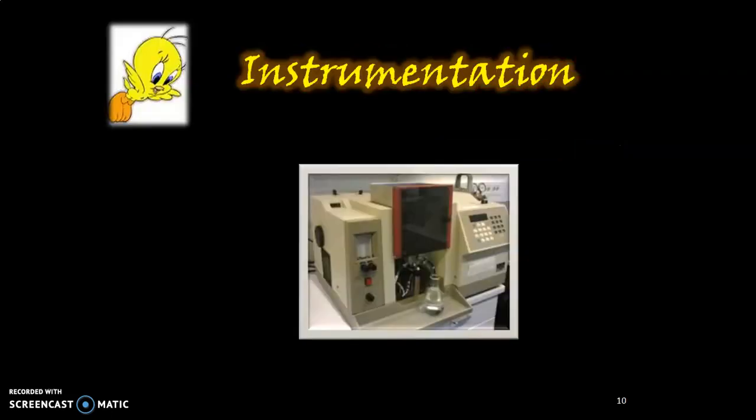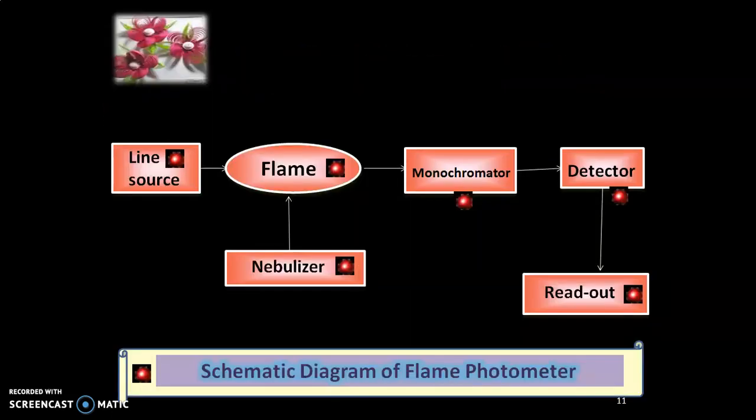To start with instrumentation, this is the schematic diagram of the atomic absorption spectrophotometer. Here first is the line source, which is the radiation source. Then flame, after that monochromator, detector and readout system, where the nebulizer is attached to the flame.